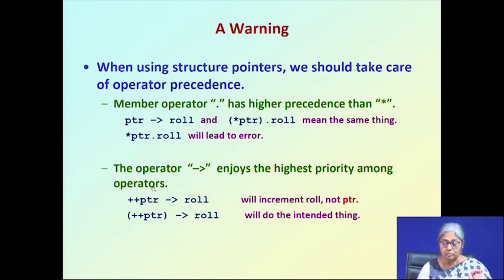Similarly, the operator arrow enjoys the highest priority among operators. Okay. So, plus PTR arrow role, since arrow has the highest priority, it will increment role once, not PTR. So, this is correct. It will first get PTR arrow role, that is star PTR dot role, and then plus plus means it will be incrementing that value.